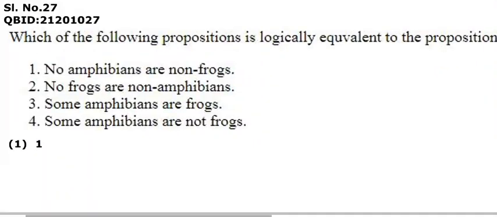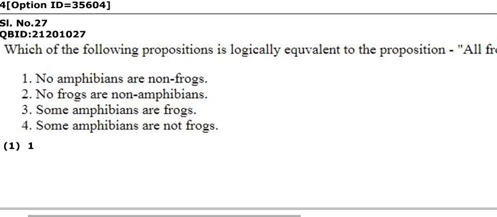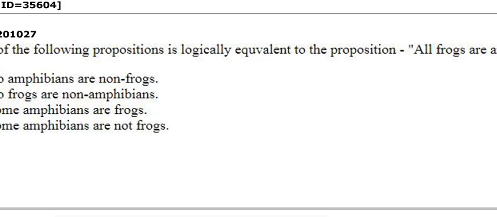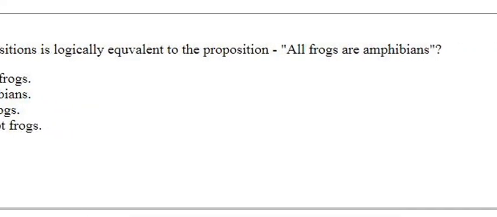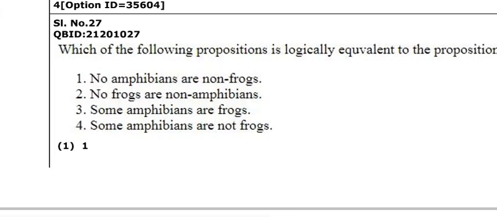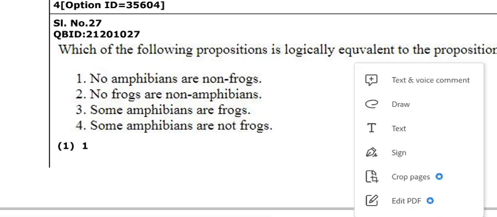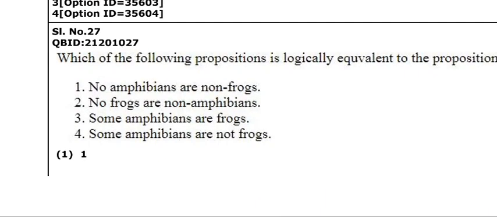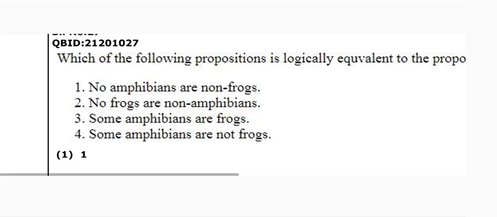Then 27. Which of the following propositions is logically equivalent to the proposition all frogs are amphibians? No amphibians are non-frogs. No frogs are non-amphibians. Some amphibians are frogs. Some amphibians are not frogs. Okay, it will be no frogs are non-amphibians.